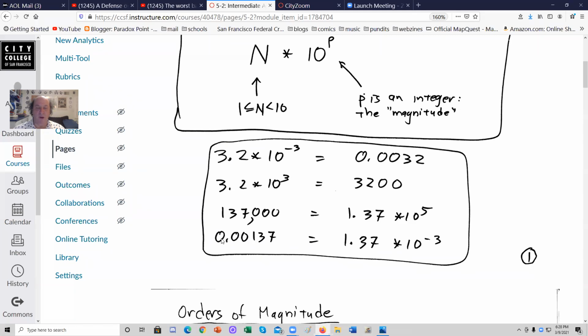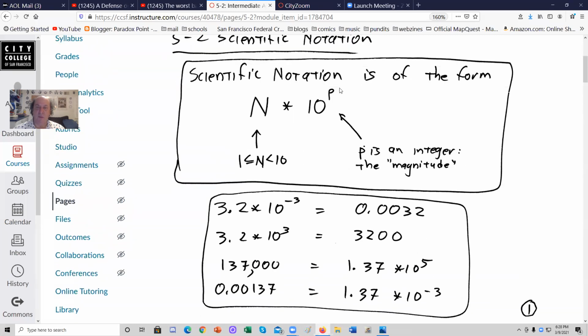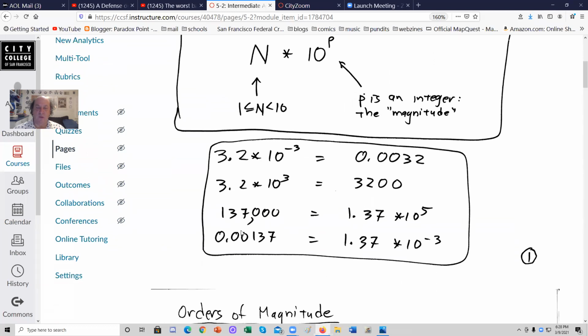How far and which way do we move the point? From here we go 1, 2, 3 places to the right. So it's 10 to the negative 3: 1.37 times 10 to the negative 3. Negative exponents, negative magnitudes, mean numbers less than 1. Positive magnitudes mean numbers much bigger than 1. So if this is negative, the thing is tiny. If it's positive, it's huge.